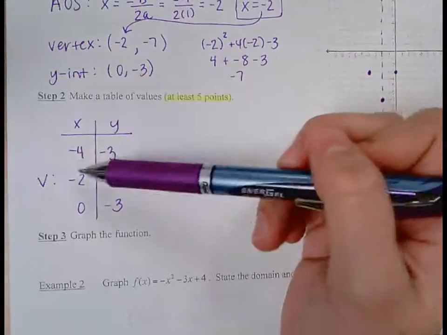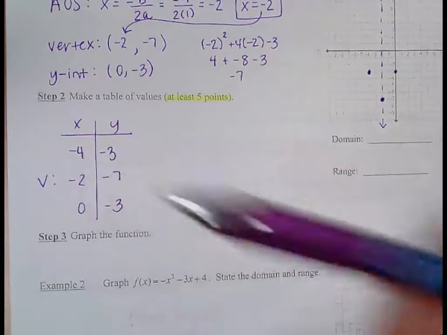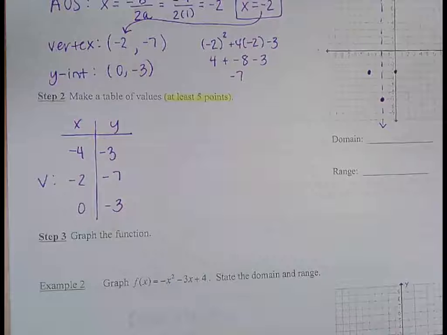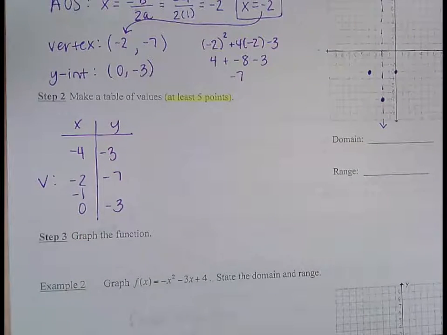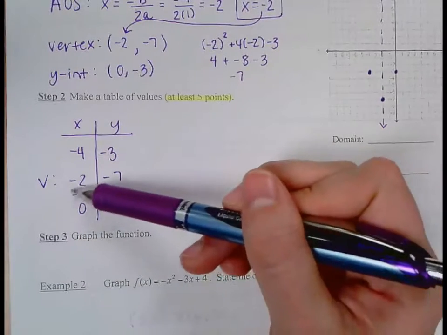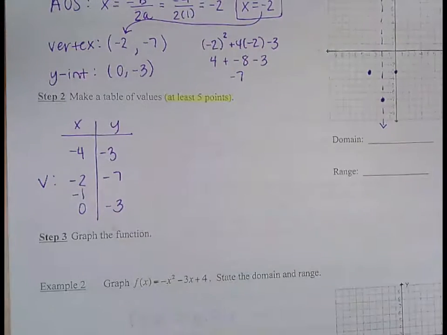So what I do from here is I just pick an x value that I don't already have on my graph. So what's an x value that I could substitute into my function? I could do -1. I could also do +1. I could do +5 if I wanted to. So you don't have to do a value that's in between the values you already have. You can do any value that you're not already using.